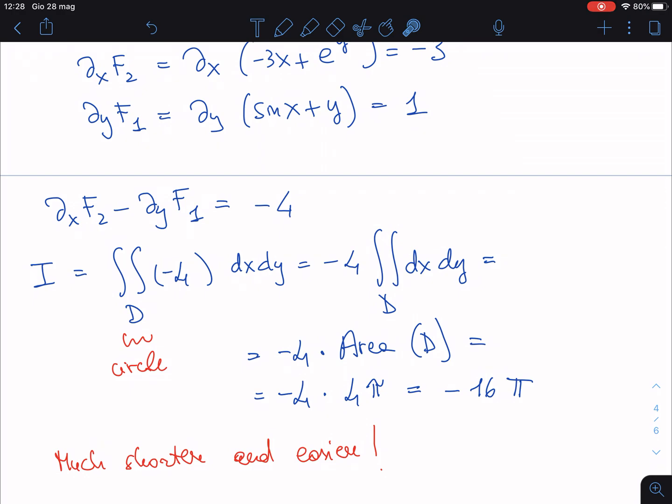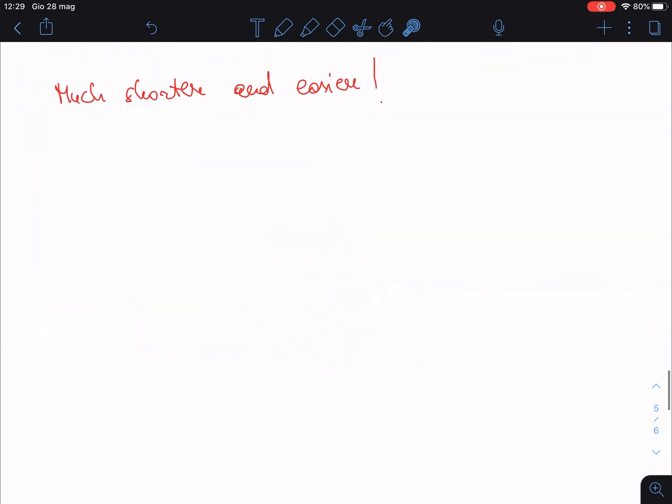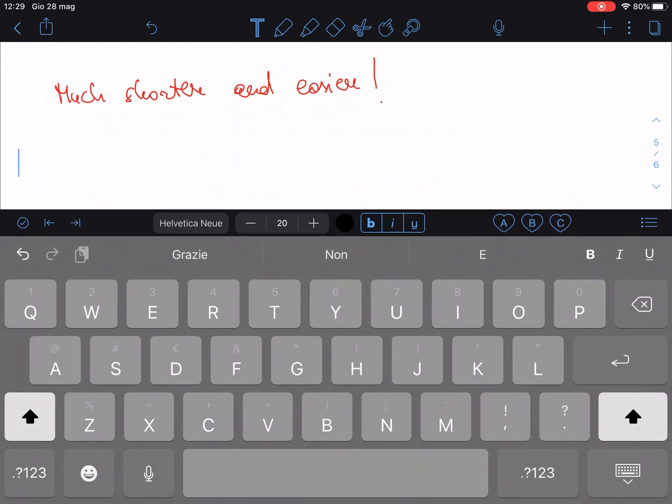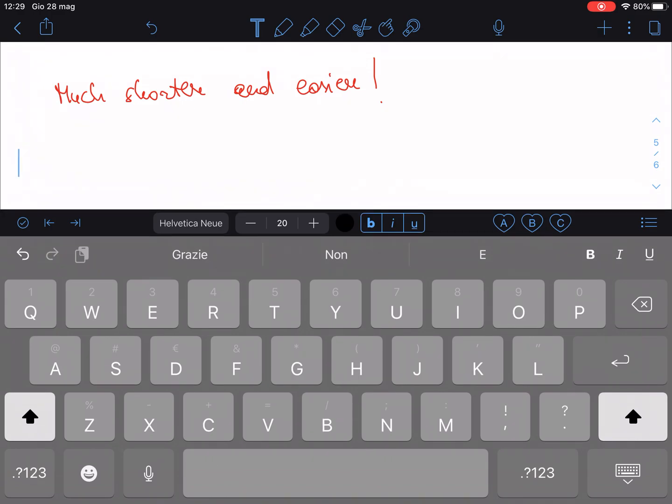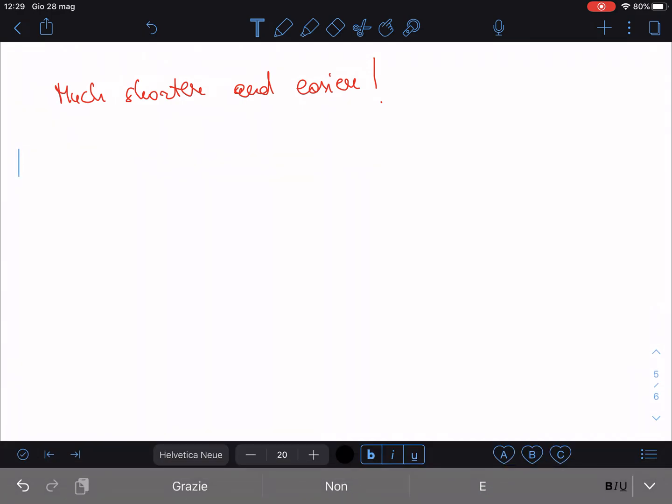Okay, what I want to do now is give you a sort of proof, not a real rigorous mathematical proof, but a simplified proof that is generally quite liked by physicists. So let me write here what I mean. I want to give you a formal proof of Green's theorem.